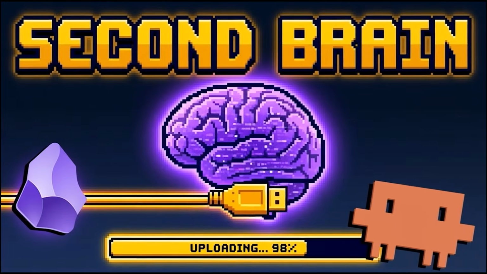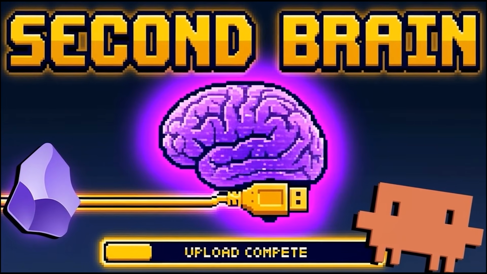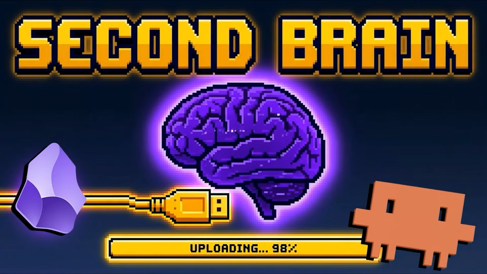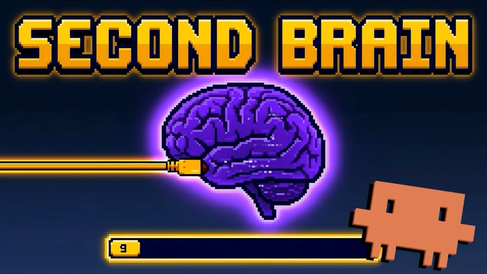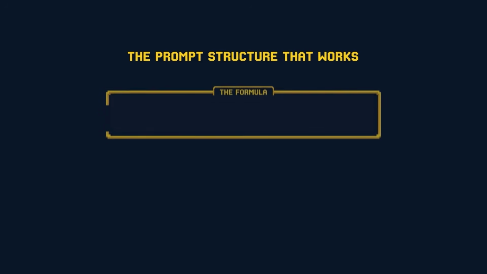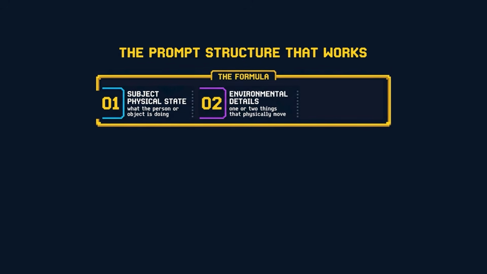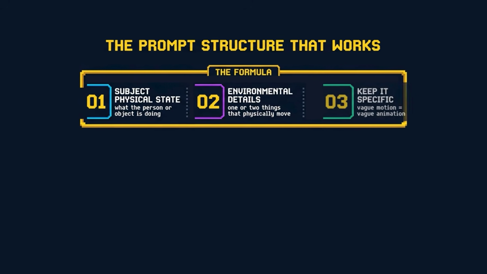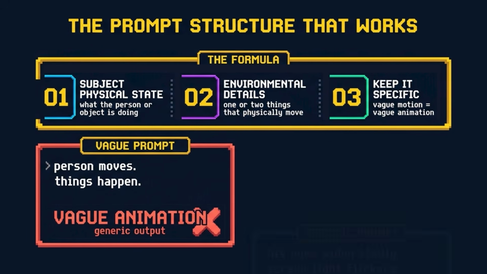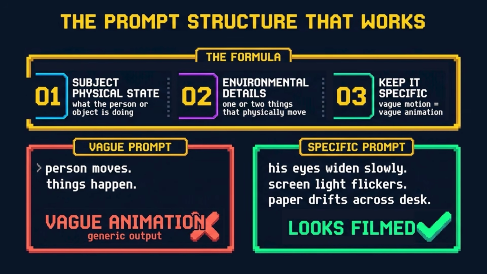I'm going to show you 2 generations side by side, same image, different prompt approach. First one with camera direction, second one with scene motion. The difference is immediate and obvious. For B-roll that goes into a professional video, this is the prompt structure that works. Describe the subject's physical state. Describe 1 or 2 environmental details that move and keep it specific. Vague motion prompts give you vague animation. Specific physical descriptions give you something that looks like it was actually filmed.